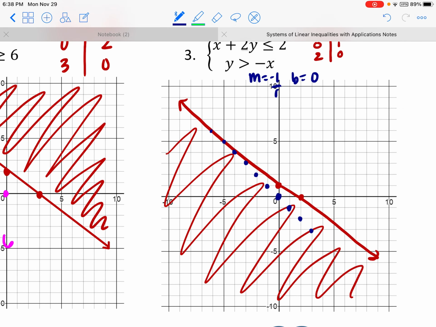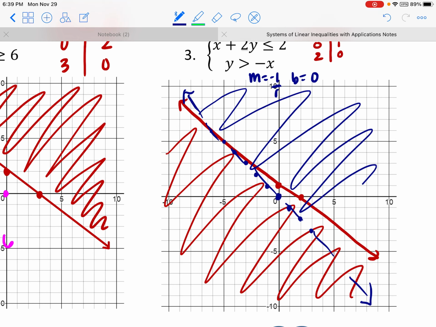Oops. And so let me just try to distinguish. Oops. Got ahead of myself. So this does not have the equal to, which means these points will have to be connected using a dashed line. And greater than means I would be shading above that dashed line. Okay, so now I've made a gigantic mess of my picture. But what I'm trying to establish here is the area where both of the inequalities are going to be true, or where I have solution regions that overlap here.